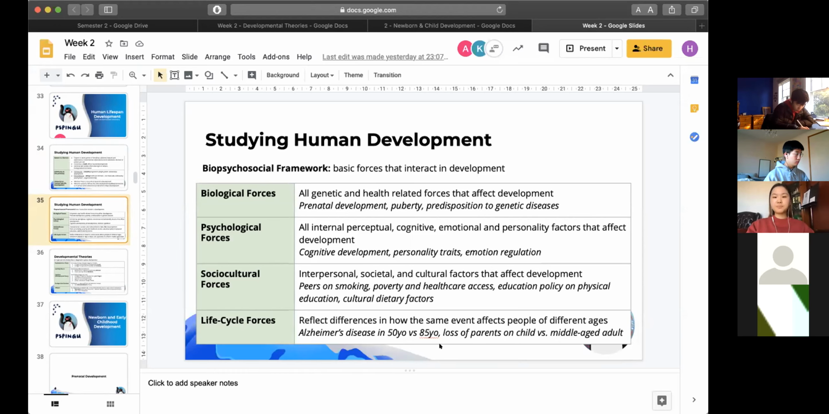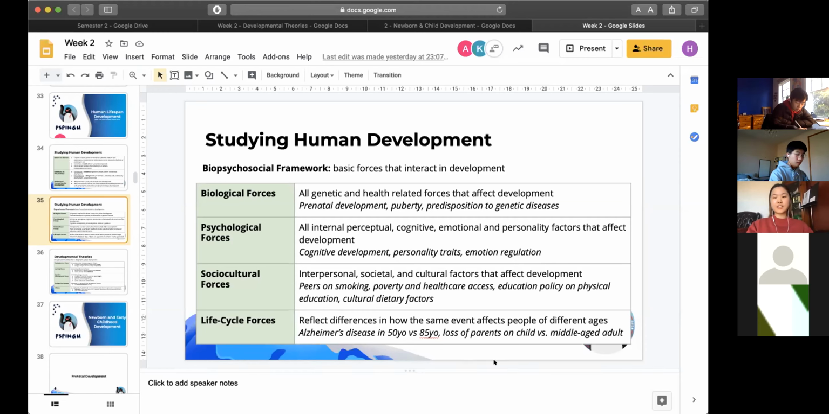Psychological forces are perceptual, cognitive, emotional, and personality factors that affect development. Those are things like personality traits, your cognitive development, and any emotional regulation. So that's all internal stuff.